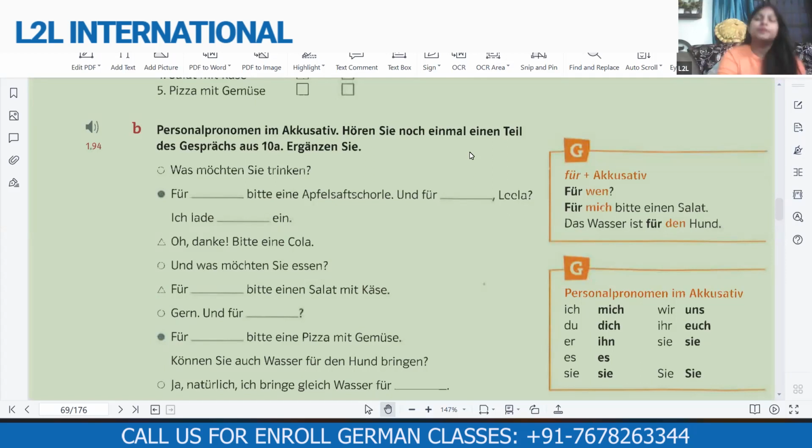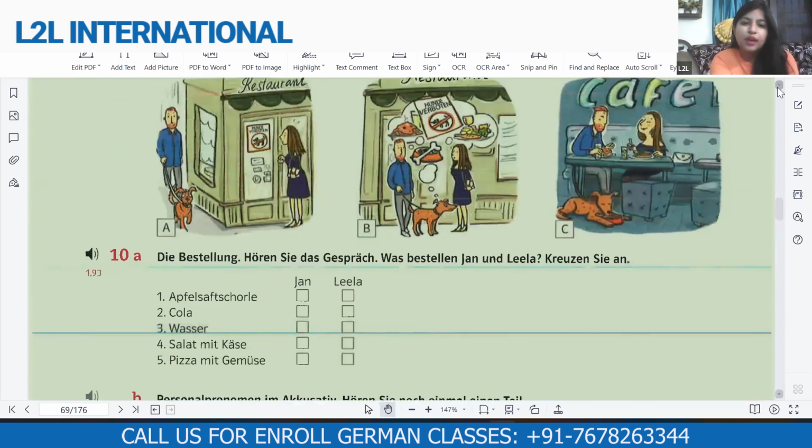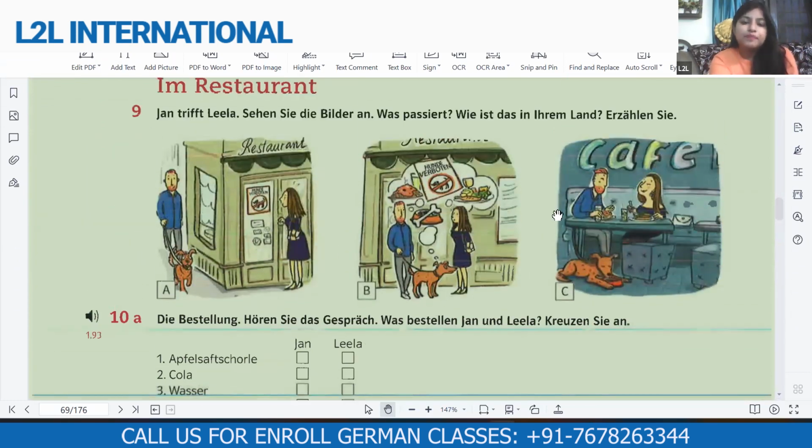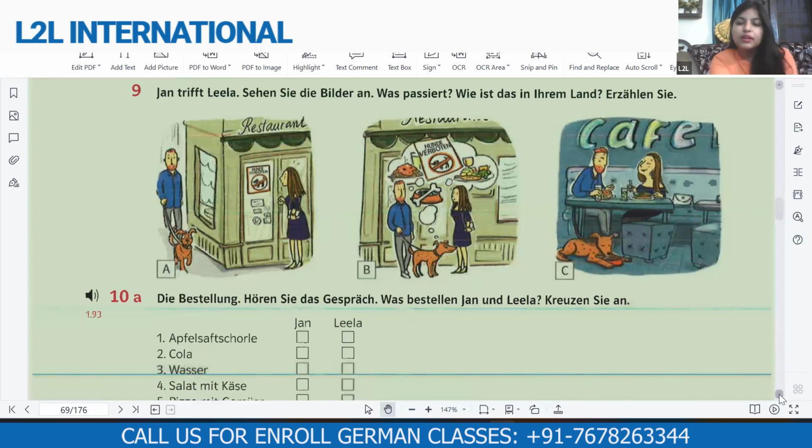So let's start with it. Now, last class we talked about the trend words werben, mitmachen, then anrufen, these things. Now, okay, we'll be doing this.